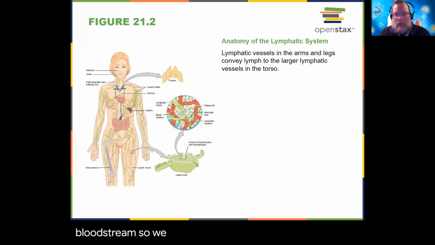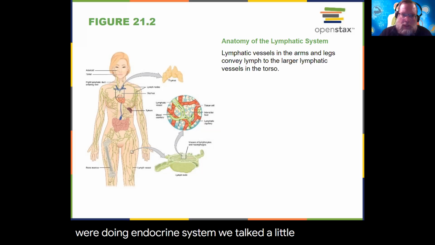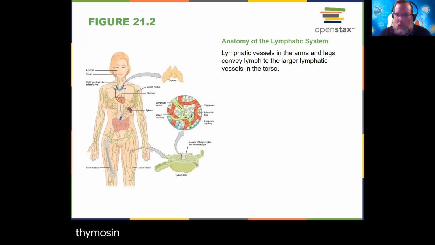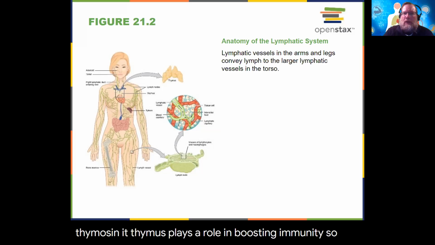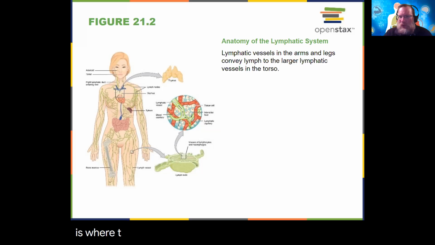So we have a couple other organs of the lymphatic system. We'll look at those in a little more detail in a second. We have what's called the thymus gland. We've looked at the thymus in a little bit of detail back when we were doing the endocrine system. We talked a little bit about thymosin. And the thymus plays a role in boosting immunity. So this is where T cells go to mature, or where lymphocytes go to mature.